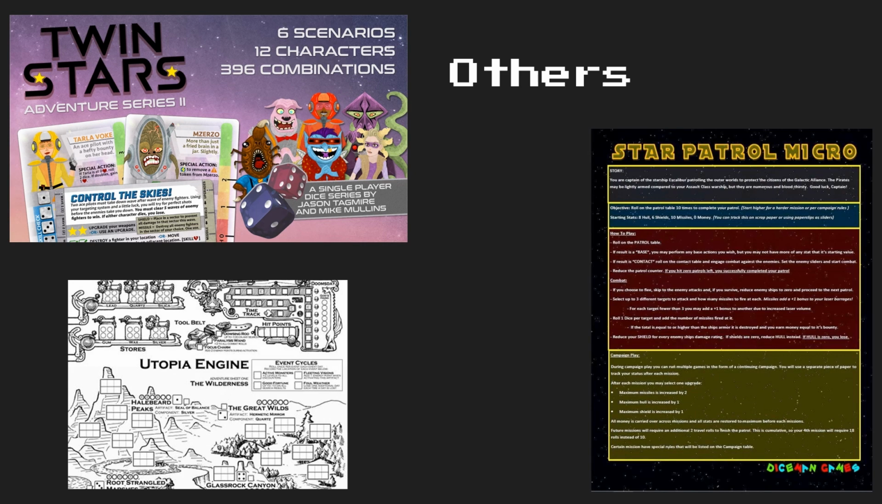A few others worth looking up. We have something like Twin Stars that uses 2 6-sided dice and a couple of cards to create a nice little adventure game. Or Utopia Engine that uses 1 page of paper and I believe it was 2 6-sided dice in order to do these mathematical get your score up as high as you can games. And that was a lot of fun. It was one of my first print and play games I've ever played. And Star Patrol Micro is one of the Diceman game brands, and all it uses is 1 6-sided dice and a single page of paper.